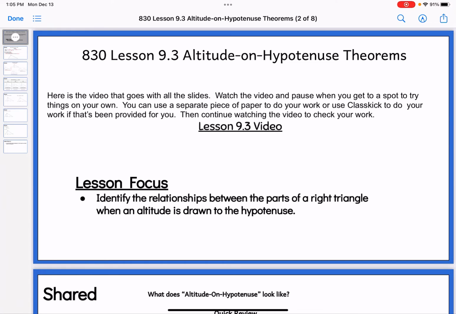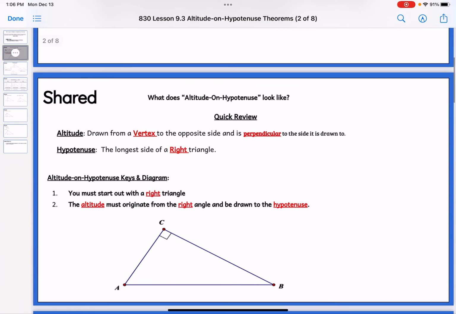So at the beginning here, I'll go through some parts that maybe you don't have to write in your notes, but it's good for you to see. I'll let you know which things you need to write down and which things you don't. So here we go, 9.3, altitude on hypotenuse theorem.